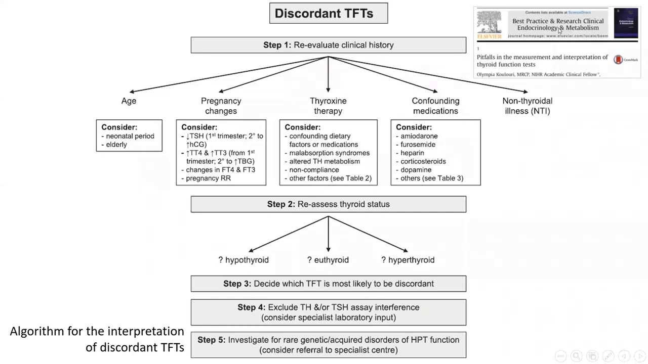This is from a journal paper about pitfalls in the measurement and interpretation of thyroid function tests. In this situation, when you see discordant thyroid function tests, discordant meaning thyroid hormone is elevated with normal or elevated TSH, you need to reevaluate the clinical history, reassess the thyroid status, decide which thyroid function test is most likely to be discordant, and exclude assay interference before investigating rare genetic and acquired disorders. We should exclude the assay interference. This is a very important topic.